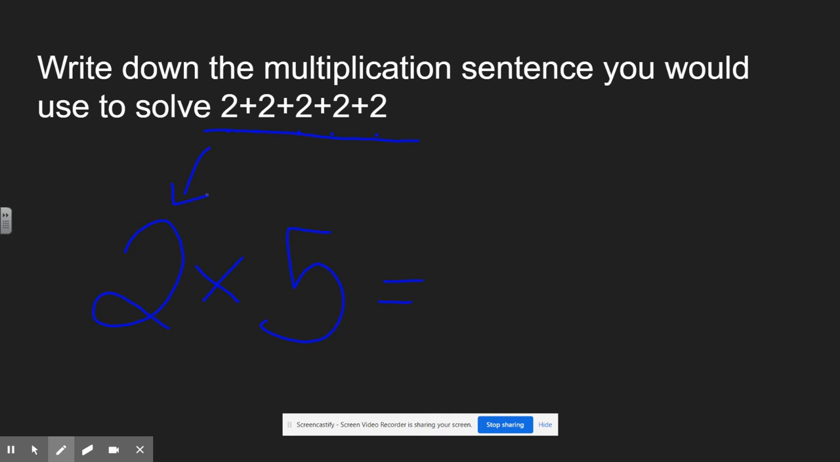Okay? So let's solve this. I know that 5 2 times is what? I want you to blurt it out if you know what 5 2 times is, or 2 5 times is. I know that 5 2 times is 10. So 2 times 5 equals 10, and this number sentence here also equals 10. Okay.